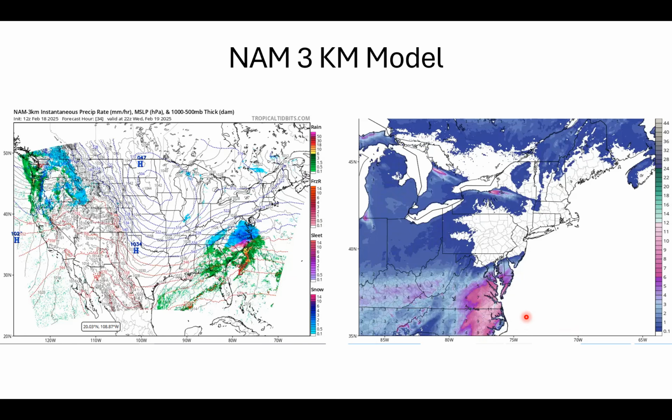Here are the snow totals for the NAM 3K. Whoa! The midday run was going 9 to 11 inches across southeastern Virginia. But you really can clearly see the bullseye of the heaviest snow, southeast Virginia to northeastern North Carolina.